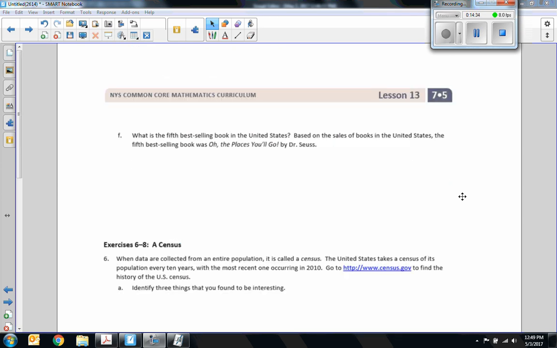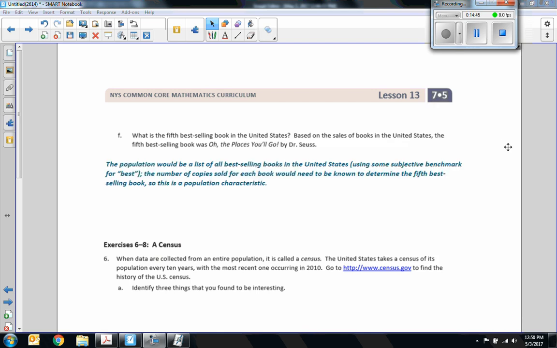Okay, F. What is the 5th best-selling book in the United States? Based on the sales of books in the U.S., the 5th best-selling book was Oh, the Places You'll Go by Dr. Seuss. So in this one, the population would be a list of all best-selling books in the United States using some subjective benchmark for best. The number of copies sold for each book would need to be known to determine the 5th best-selling book. So this is a population characteristic. Okay, one person's best is another person's worst. That's what they meant by subjective benchmark for best.